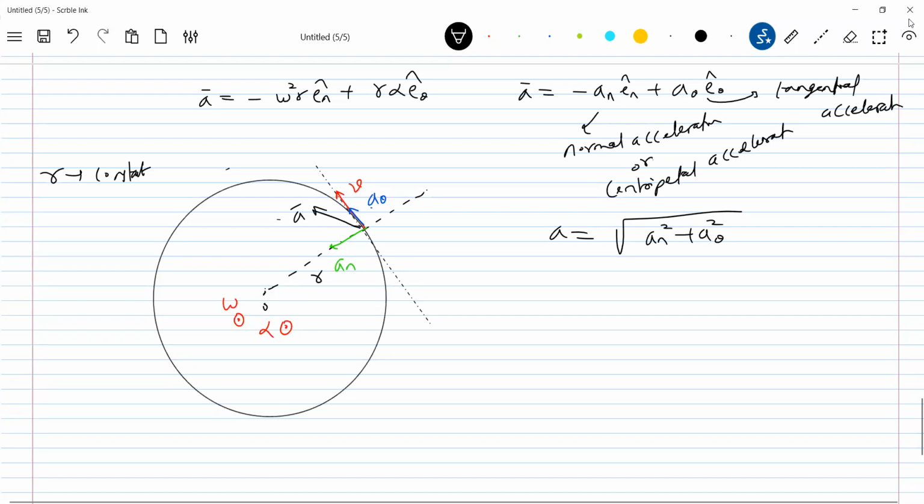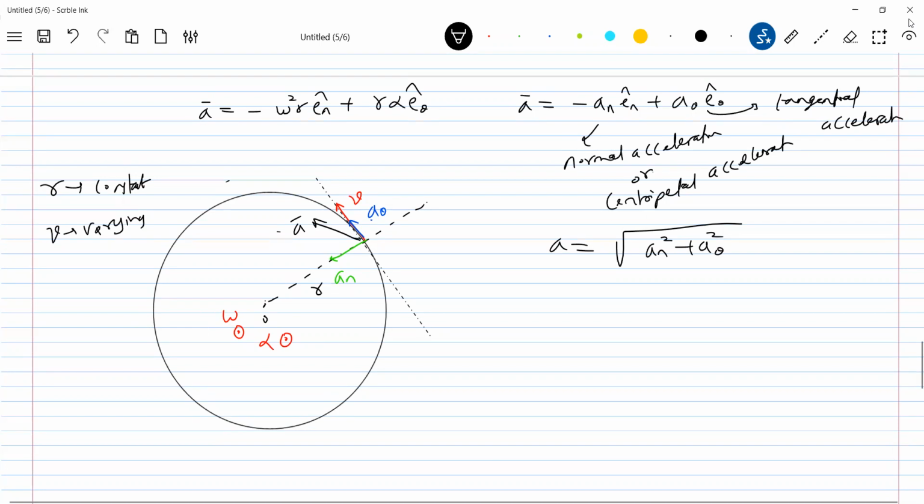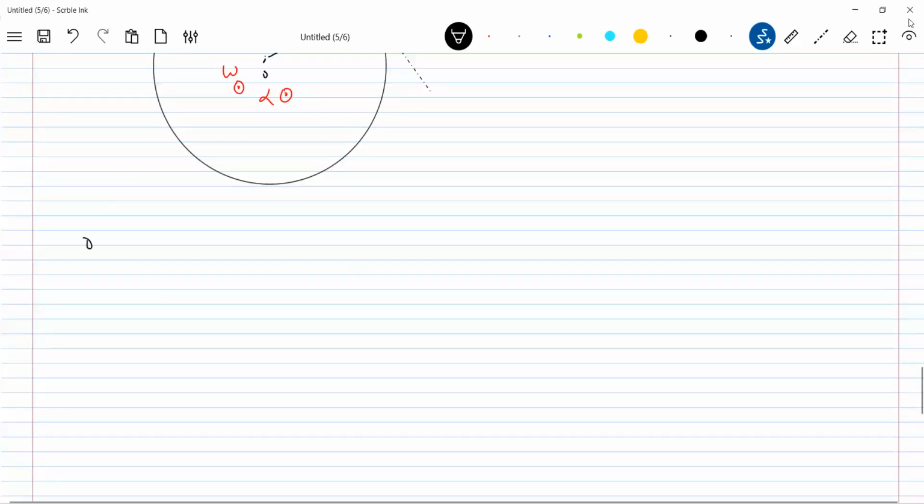Okay, fine. What if r is constant and even v is also constant? So what is the strict condition? Earlier we had r constant, v varying. Let me put another condition: r constant and v also constant.